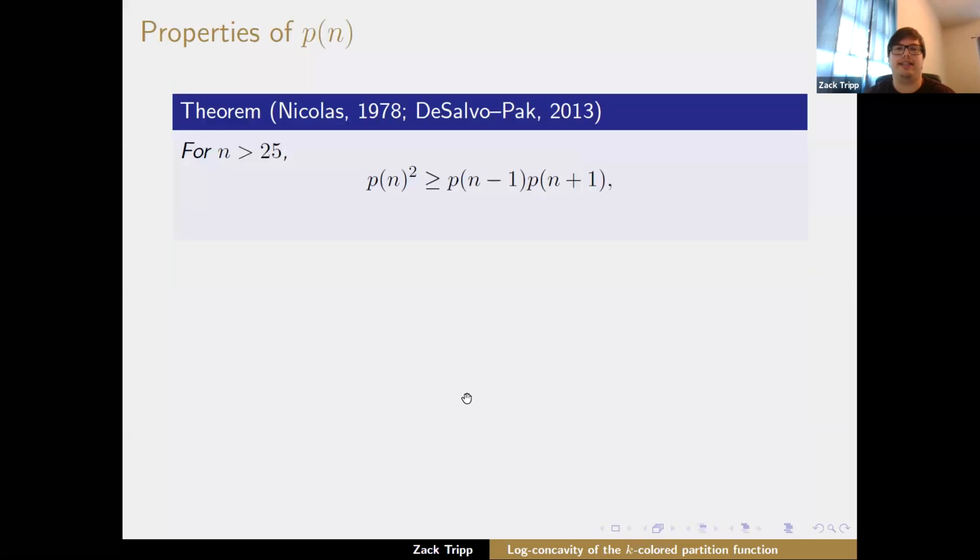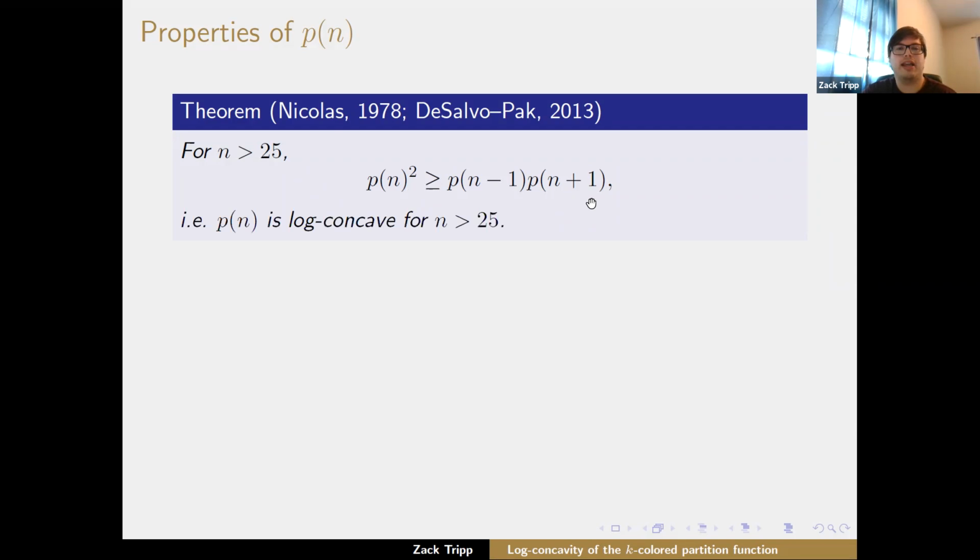So in 2013, DeSalvo-Pak used a kind of explicit version of this formula, or rather a version with the first few terms and an explicit cutoff, to find this inequality: p of n squared is greater than or equal to p of n minus 1 times p of n plus 1. So this is what's known as log-concavity. In other words, if I took log p of n, this would be the statement that that sequence is concave. Only starting past a certain point, but still.